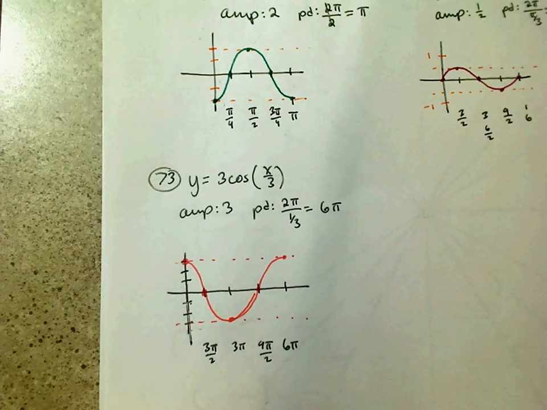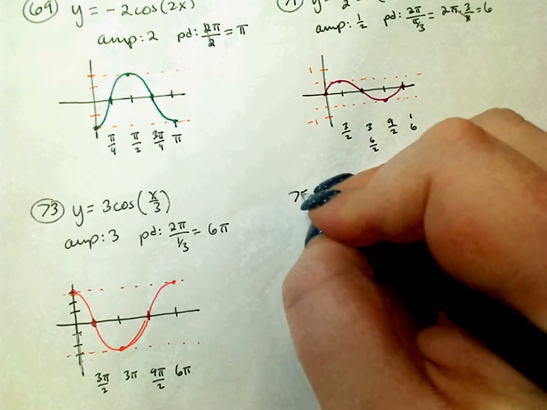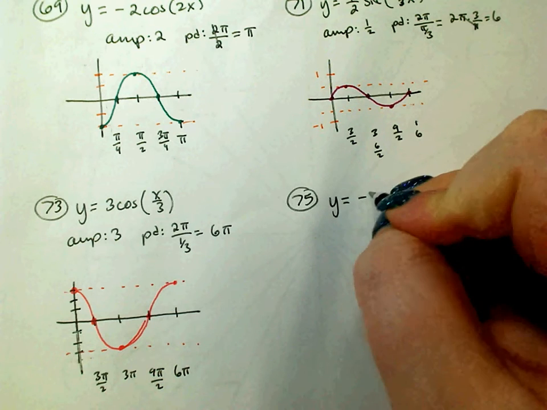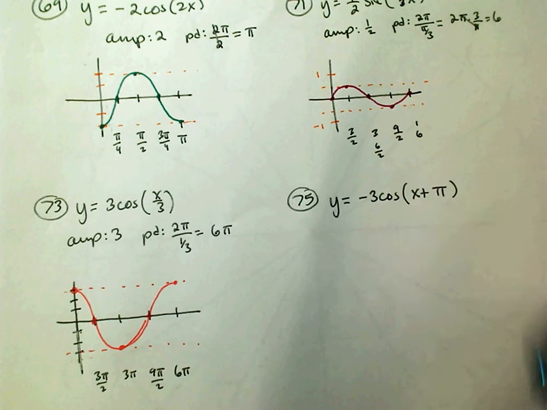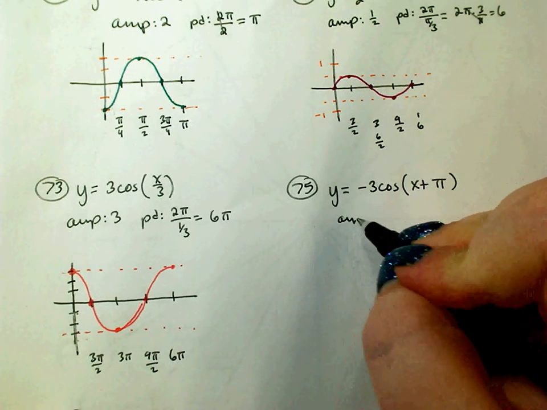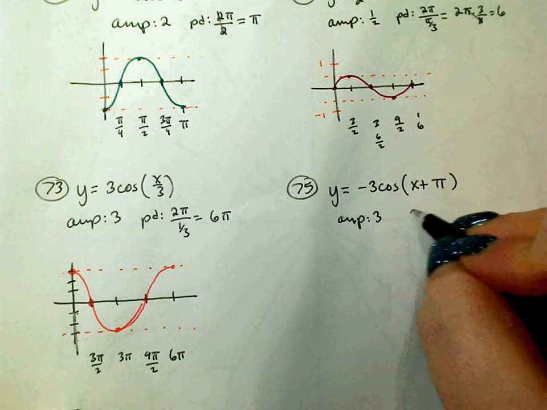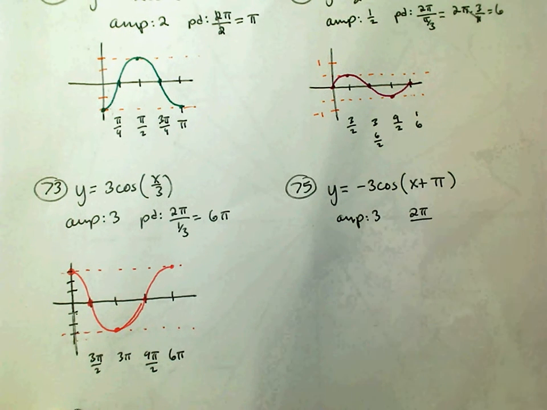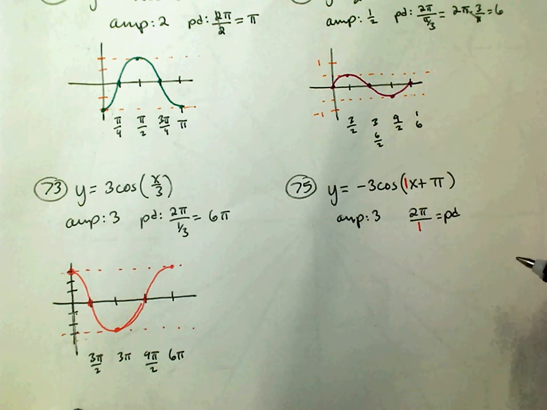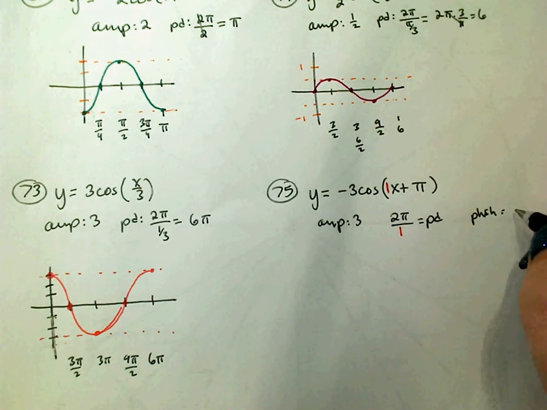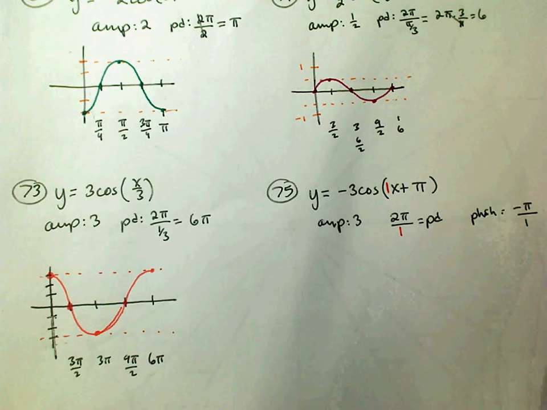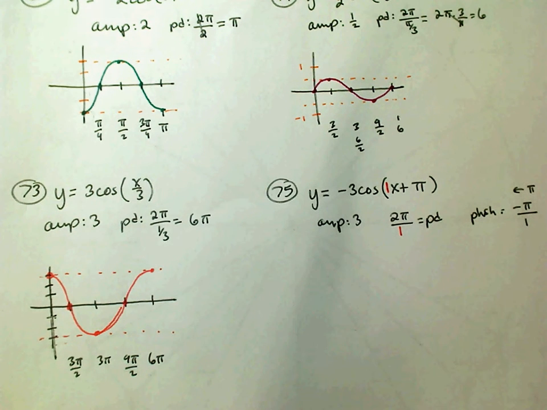Okay. Number 75. Y equals negative 3 cosine of x plus pi. So it says determine the amplitude, period, and phase shift. So amplitude is 3. The period is 2 pi divided by b, and there's an understood 1 in front of the x. So that's 2 pi divided by 1, which is just 2 pi. And then phase shift is just negative c over b. Negative pi over b, which is 1, so we're going to the left pi. Okay.